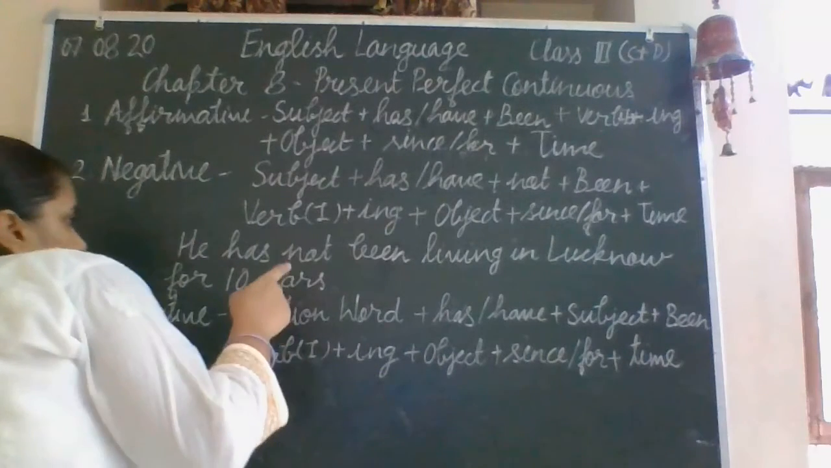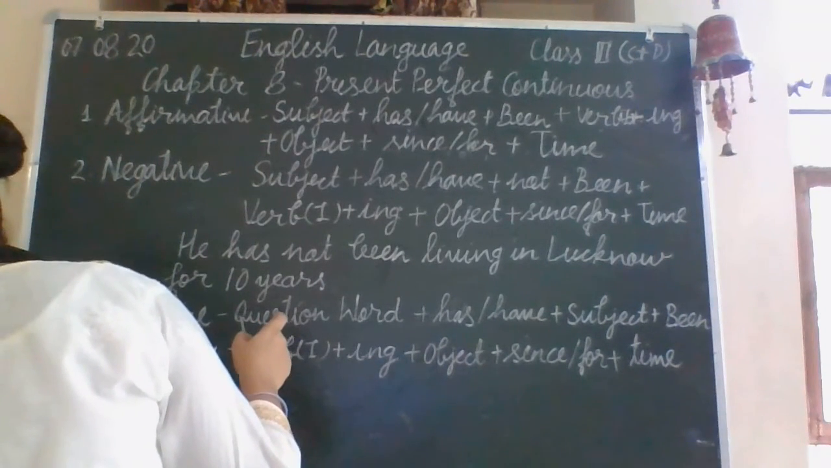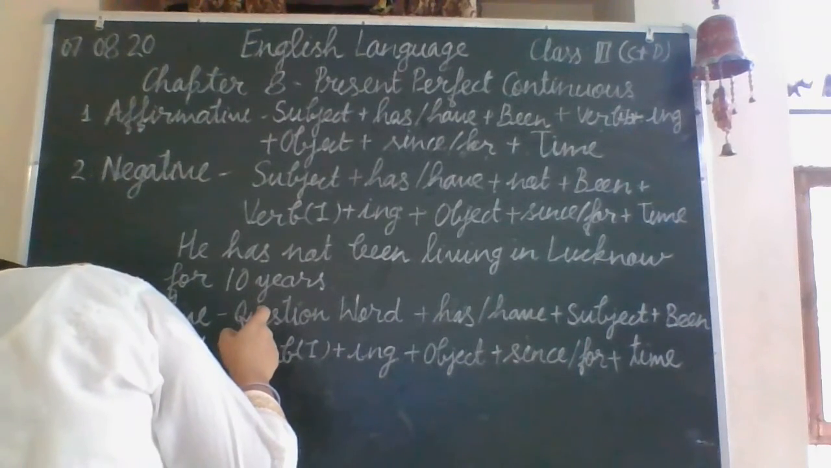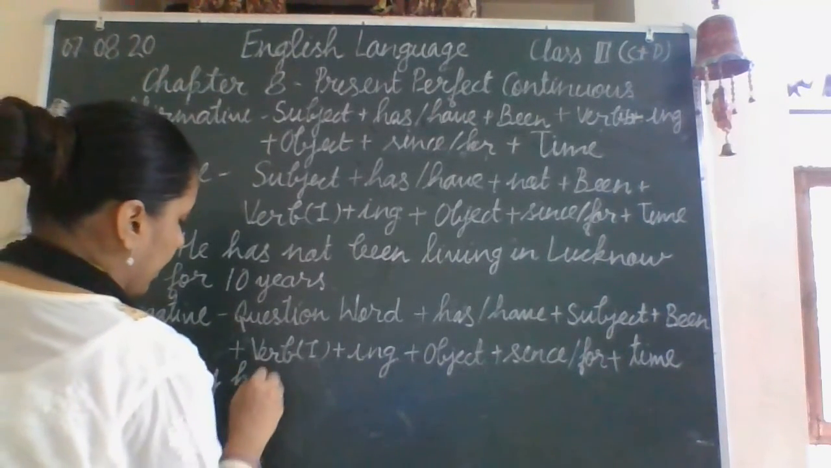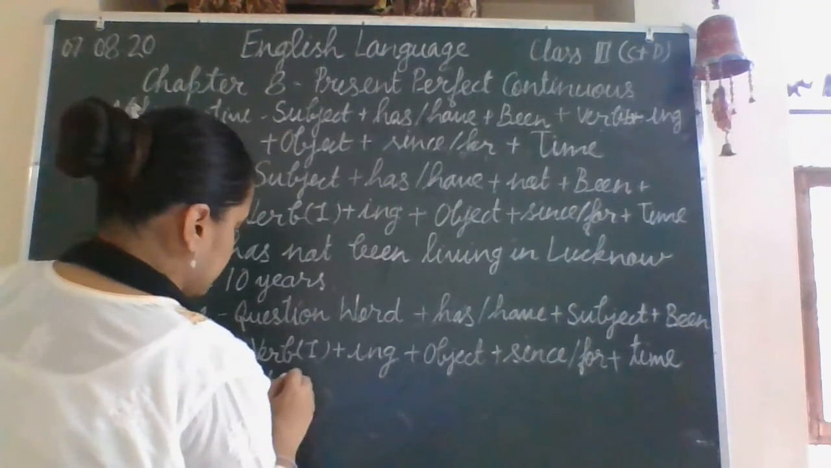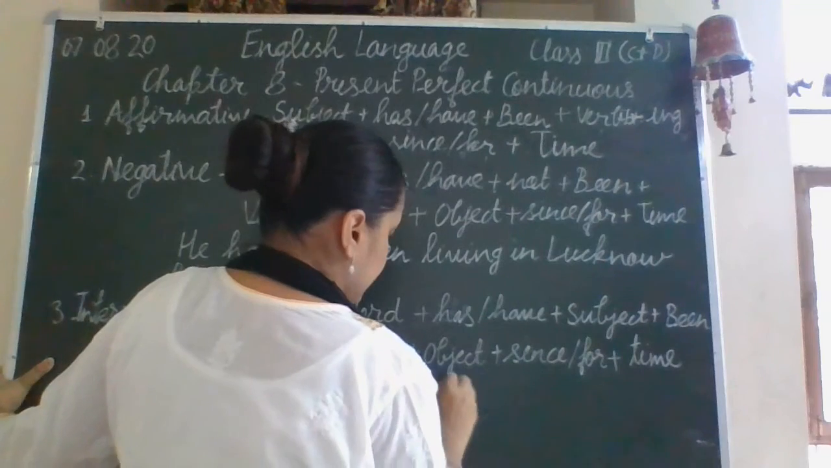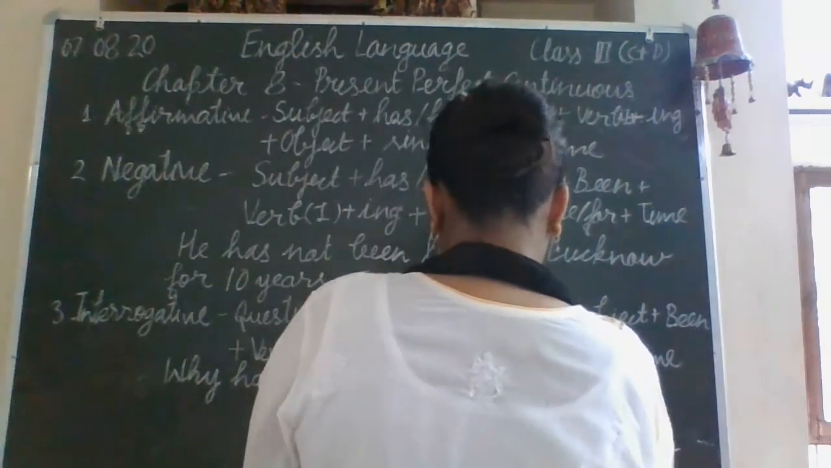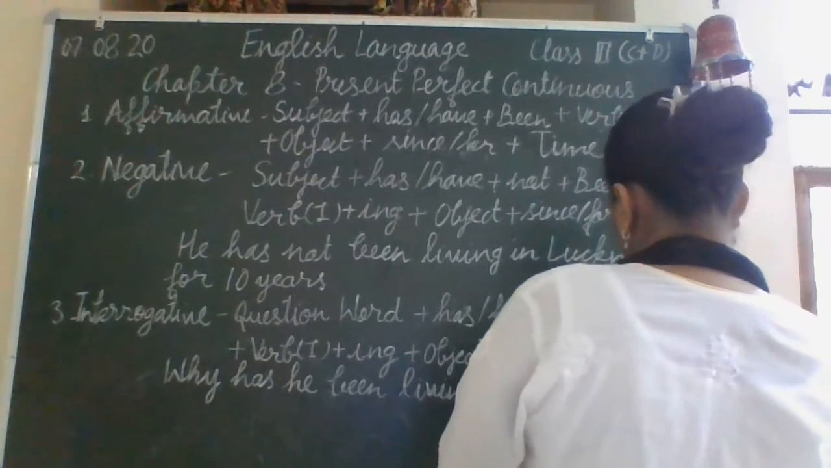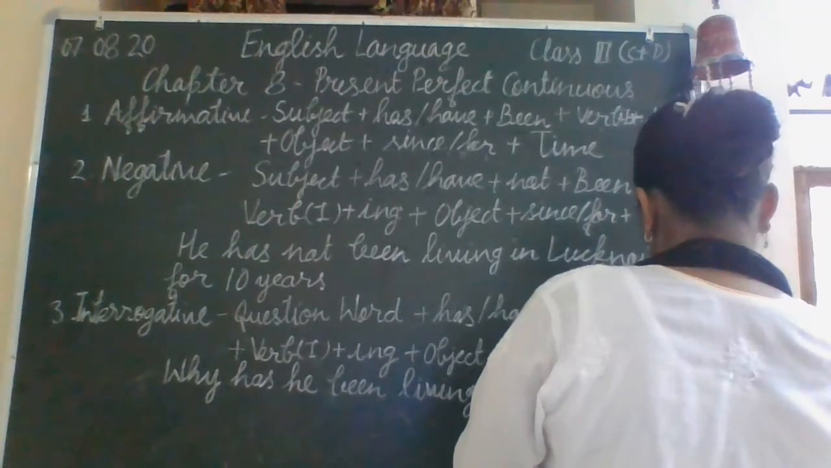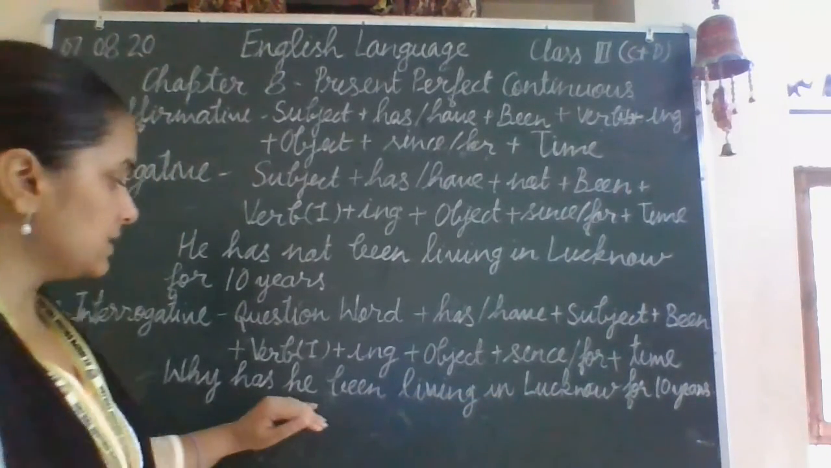So, if I take the same example and if I have to start the sentence with the question word, then suppose why is the question word, why has, then subject, he been living in Lucknow for 10 years. Question word, between has or have we will use has because it is singular.